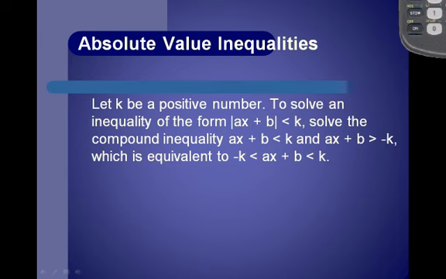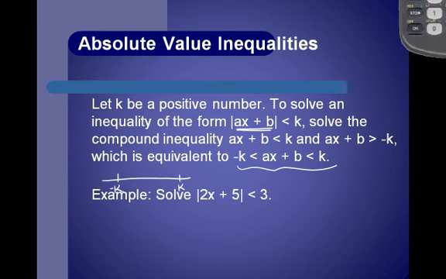Now think about this one again. This means the distance from this expression and 0 is less than k, which means on our number line that it was between -k and k, which is what this expression means, that ax plus b is greater than -k but less than k.